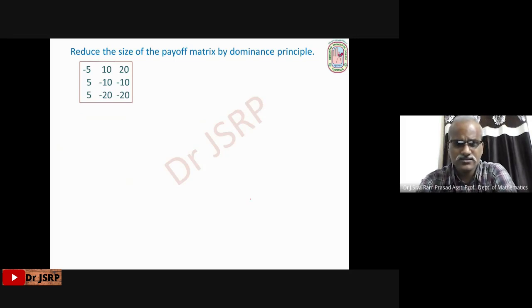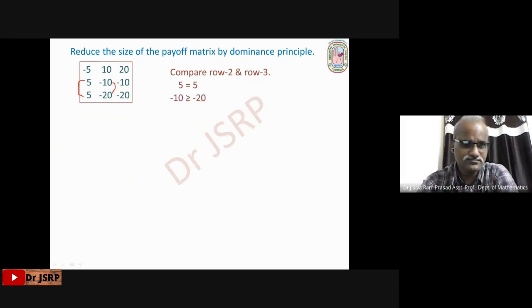Next compare row 2 and row 3. These two rows. First elements 5, 5, so 5 equals 5. Second elements minus 10, minus 20. Minus 10 is greater than or equal to minus 20. Next, third elements minus 10, minus 20. Clearly minus 10 is greater than or equal to minus 20. So the same inequality, greater than or equal to, throughout. All three elements follow the same inequality.